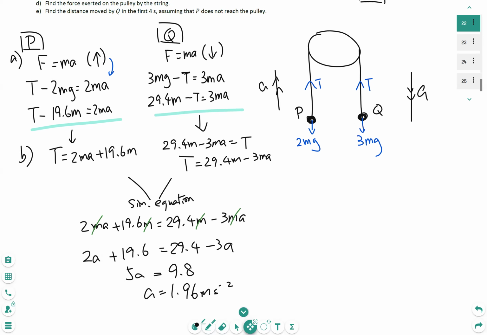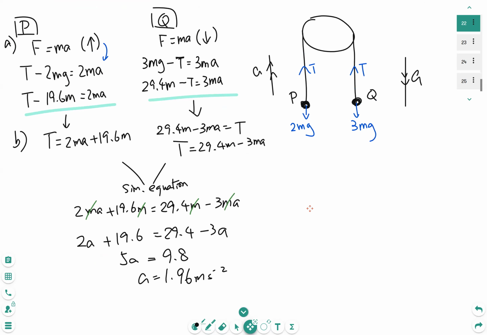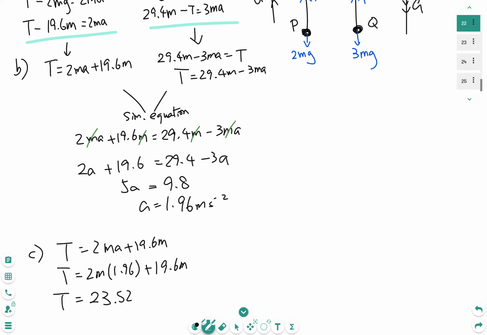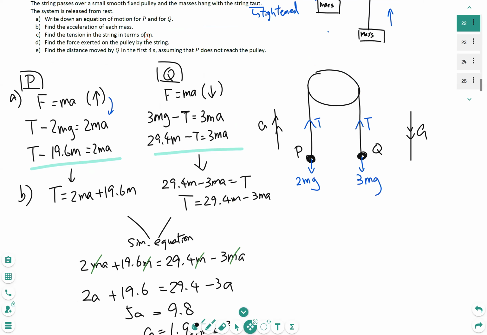And then part C, the question wants us to find the tension. Once we have found a, we can sub into the equation to find the tension. Quite simple. So to find the tension, let's sub into one of those. T equals 2ma plus 19.6 m. So T equals 2m times 1.96 plus 19.6 m, which will be in terms of m. So T equals 2 times 1.96 plus 19.6, which is 23.52. So 23.52 m newtons, and that's the answer. The question says it will be in terms of m, so that's how we know. Yeah, that's how we can do it.